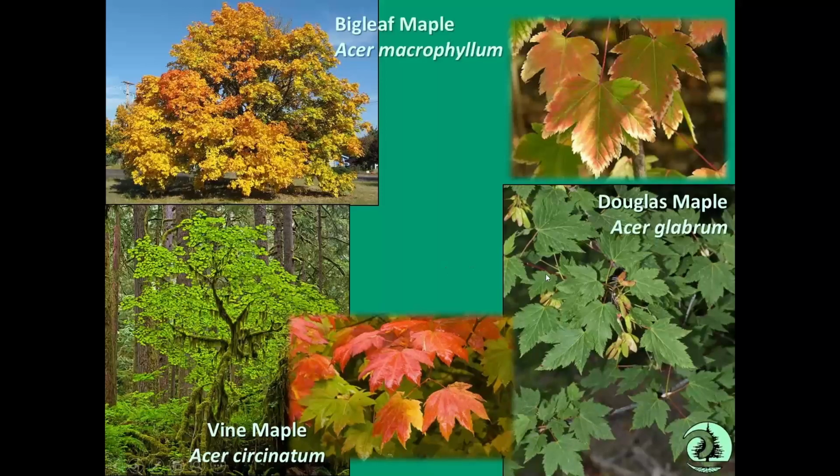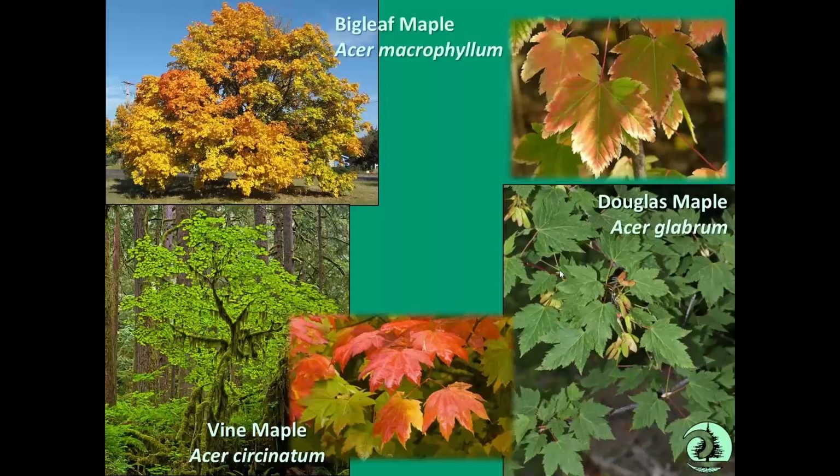And then over here on the bottom on the right-hand side, we have the Douglas maple, and this one also is called Rocky Mountain maple. It grows to about 30 feet tall, and whereas vine maple grows a little bit more of a multi-stemmed type of growth pattern, the Douglas maple typically will grow as more of one stem.